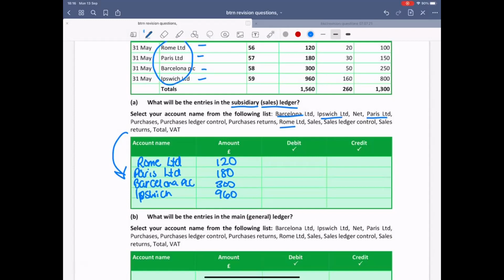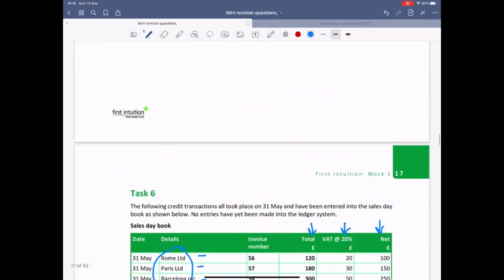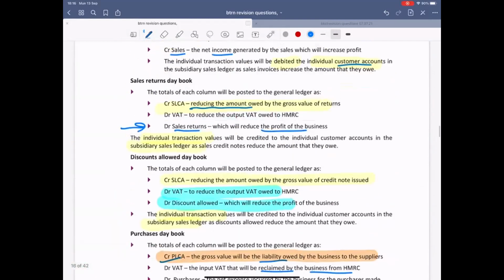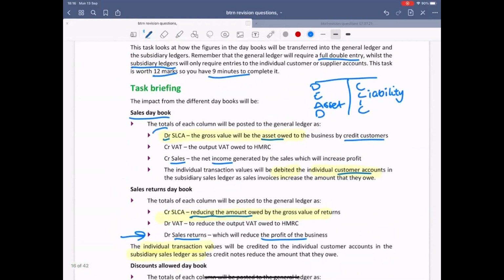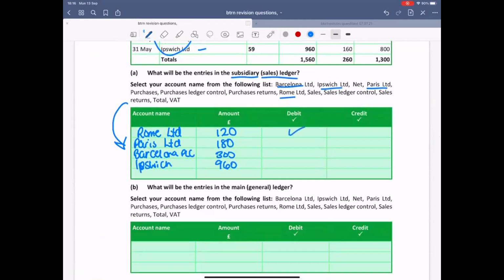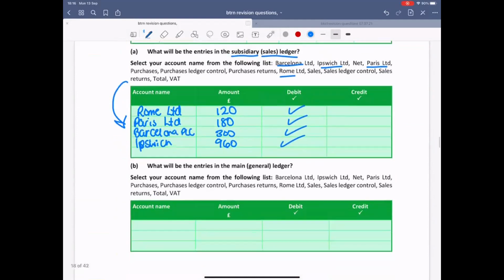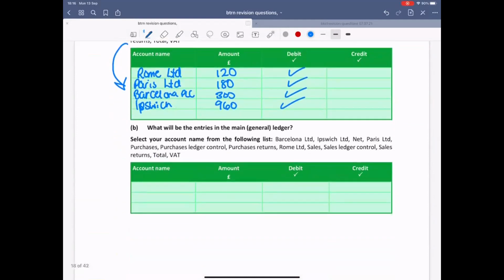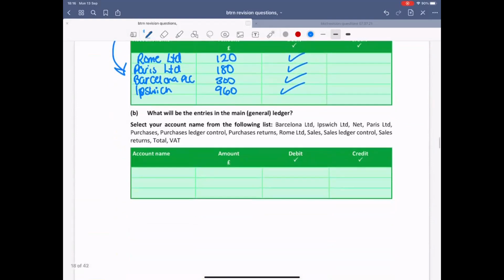And if these are our customers that owe us money, into our control account, if we look back to our double entries, into our control account, we would be doing a debit into our control account, which will help us into the next task, into part B. So therefore, we're going to do the same in the individual subsidiary ledgers. We're going to debit all of those to increase the asset to show that they owe us the money for those invoices. In terms of our main ledger, remember, we're going to update that control account.